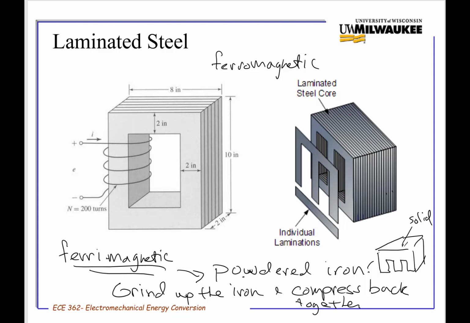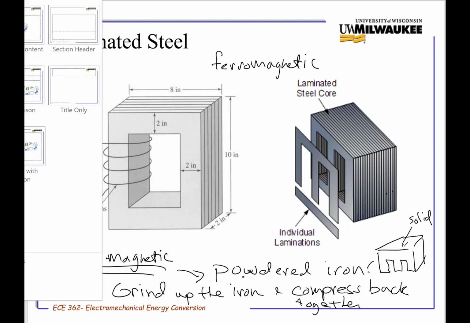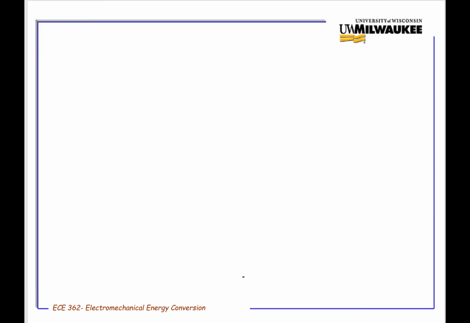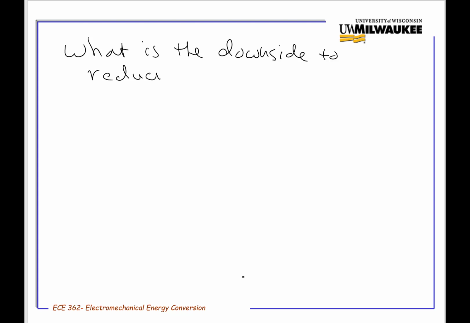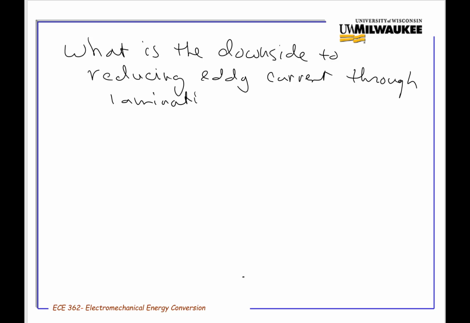So the other thing is this: what does this do to? There has to be a downside, right? What is the downside to reducing eddy current through laminations or powdered iron? There's a downside.